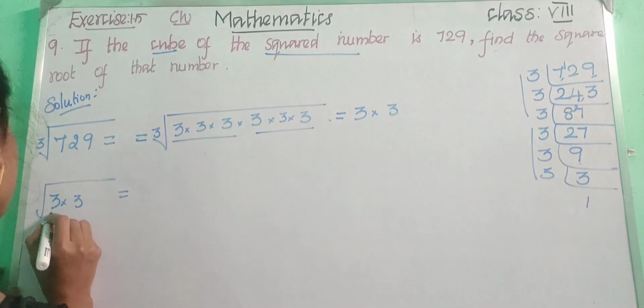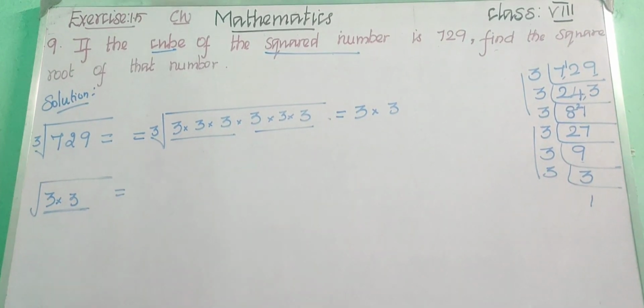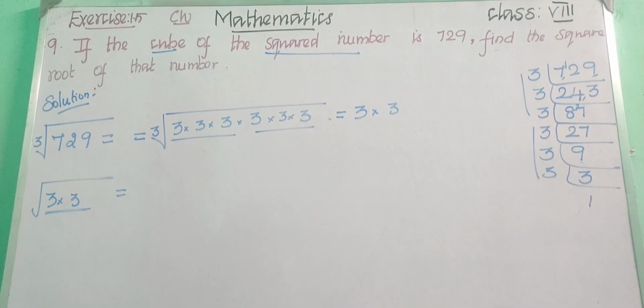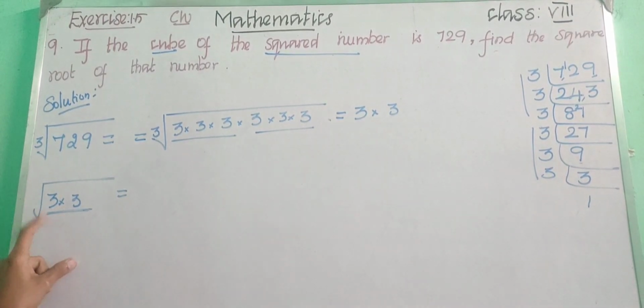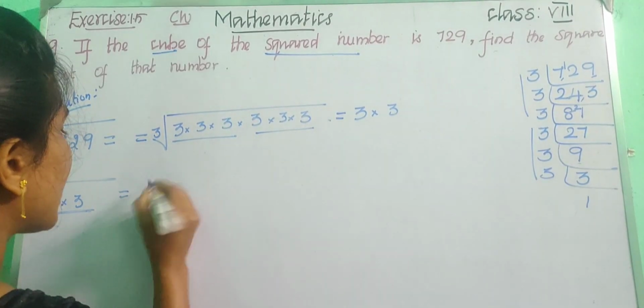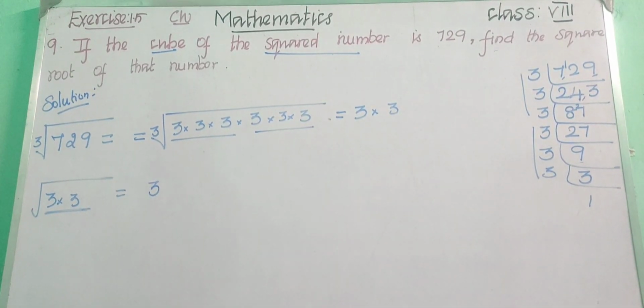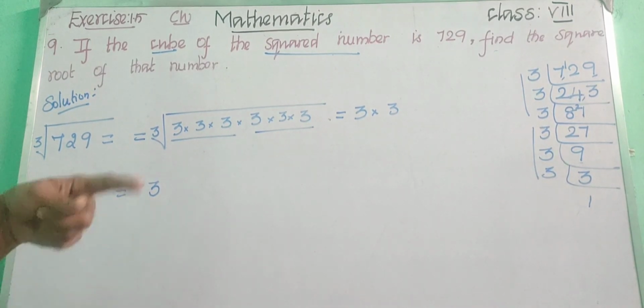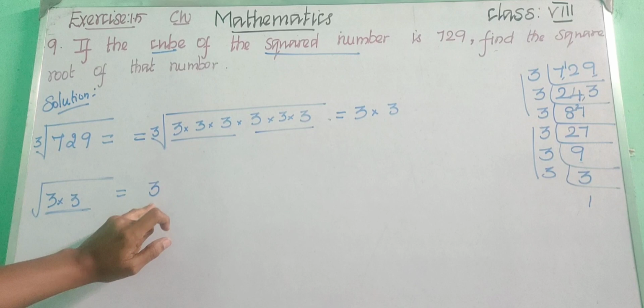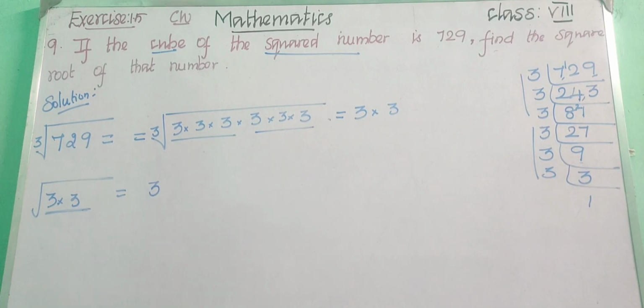So square root means, if you are getting the power of 2, we can write it one time. So 3 into 3 is here, so we got the square root as 3. Okay, children, so now we got the cube of the square number, right? So that is the cube root of the square root's number. It is 3. Now we got the answer.